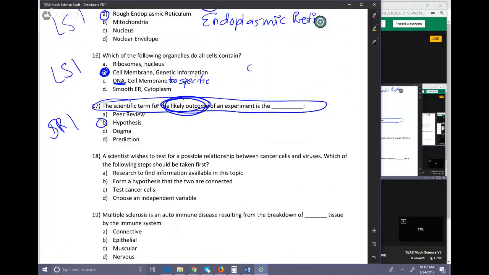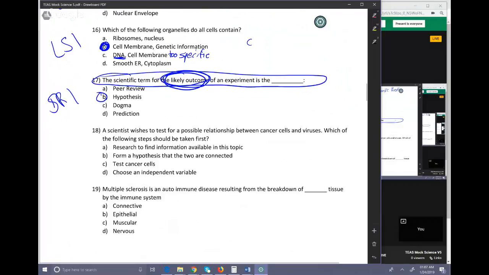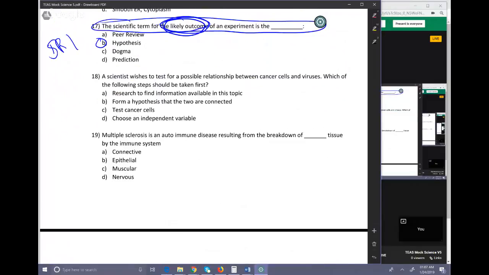A scientist wishes to test for a possible relationship between cancer cells and viruses. Which of the following steps should be taken first? That should be A, and it's always going to be like this: research of some kind to find information or previous research done on this topic. That is Science Reasoning 1.